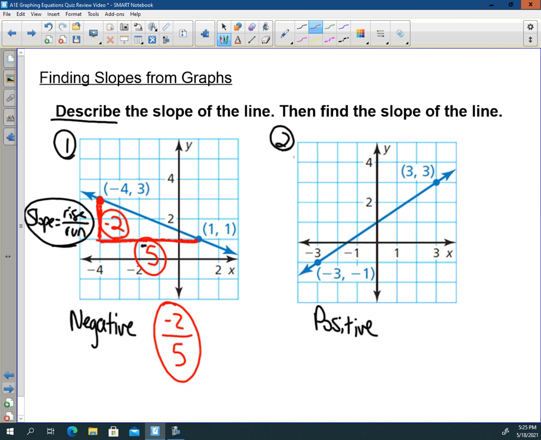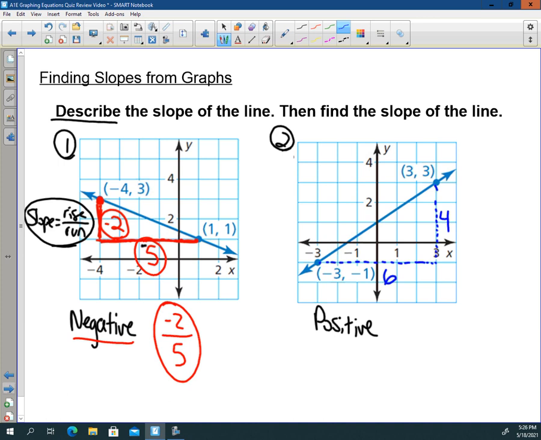All right, we can do this again for number 2. Oh, and notice that this slope, negative 2 fifths, is negative, just like we thought it would be. Now let's take a look at this other one. We're just going to see how far we go left to right, and then up and down to get between our 2 points. So going from negative 3, negative 1, I'm going to the right, so that's in the positive direction, 1, 2, 3, 4, 5, 6 places. And then I have to go up 1, 2, 3, 4 places to get to that second point at 3, 3.